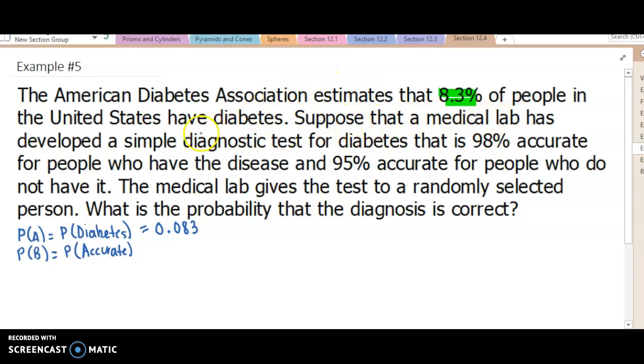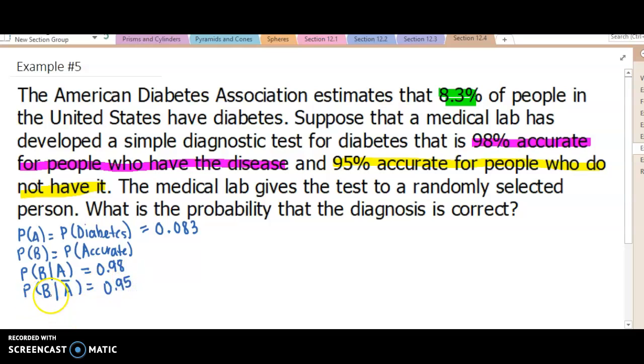All right, suppose that a medical lab has developed a single diagnostic test for diabetes that is 98% accurate for people who have the disease. Okay, so that means the probability of the test being accurate, given that a person has diabetes, equals 0.98. Okay, and it is 95% accurate for people who do not have diabetes. Okay, so the probability of being accurate, given that you don't have diabetes, is 0.95.